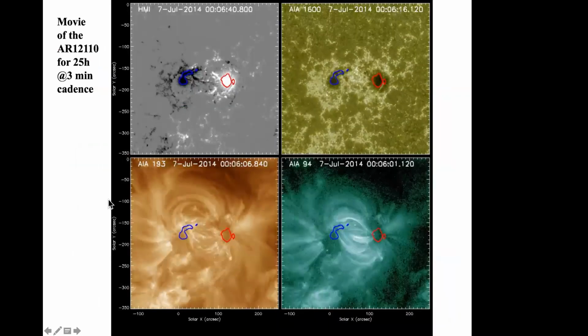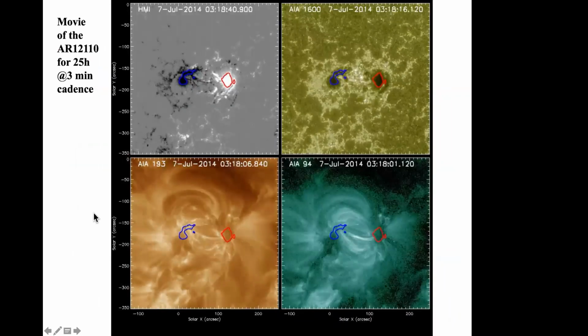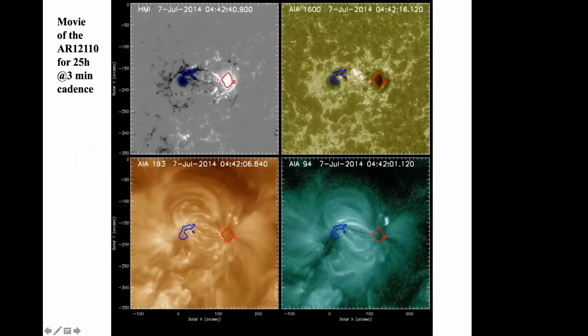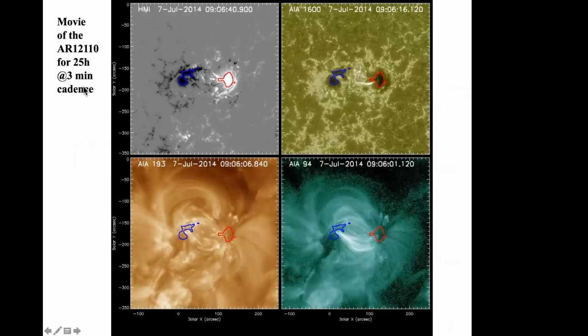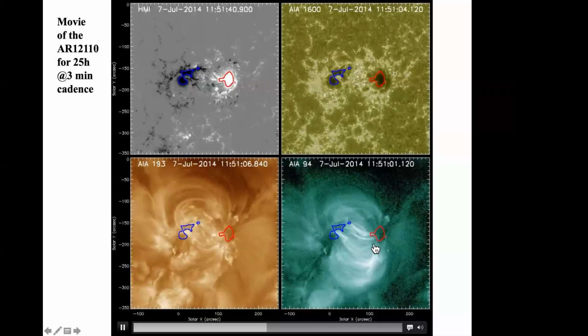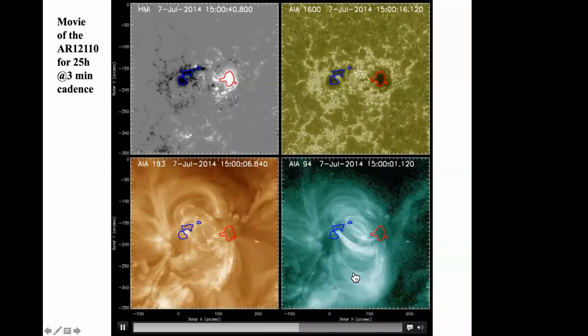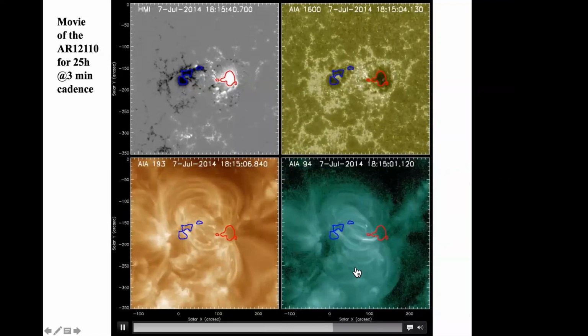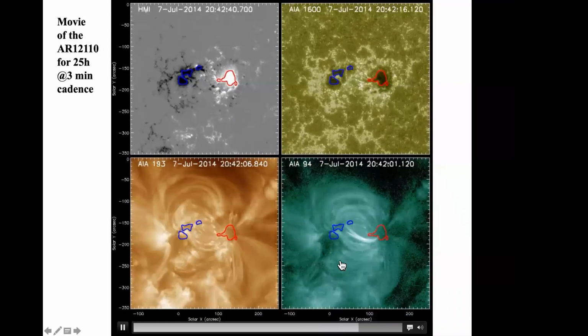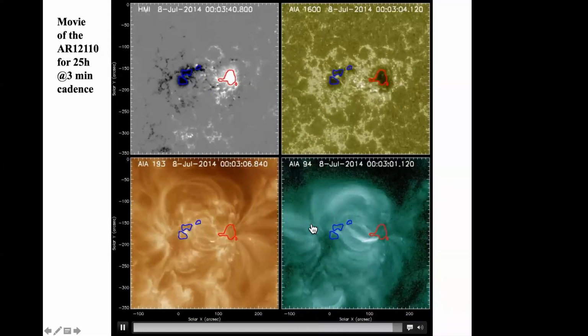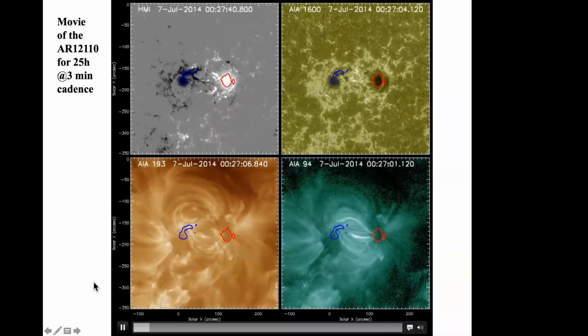Okay, now we followed this active region, this is one example, for 25 hours at 3-minute cadence. And in particular, in the 94 image, in the movie, you can see there are many bright loops. There are also intermediate bright loops. I will show you some examples on the movie frame.